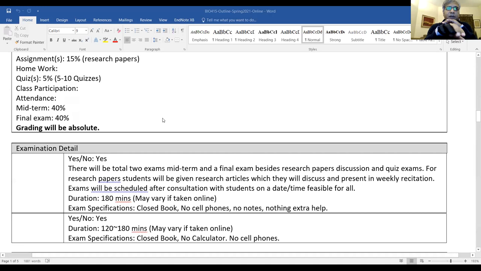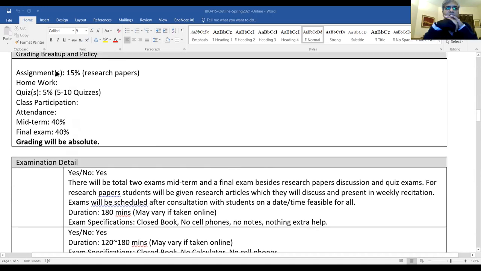As I said, research papers are a major component, so assignments are basically the research papers. So read them really well. We mark them within the recitation. Then there will be a quiz, 5% will be quiz. And then we have a midterm and final exam, 40% each. And grading is absolute, okay? There will be two exams, mid and final, and both are very conceptual, as are the kind of exams that I usually make.